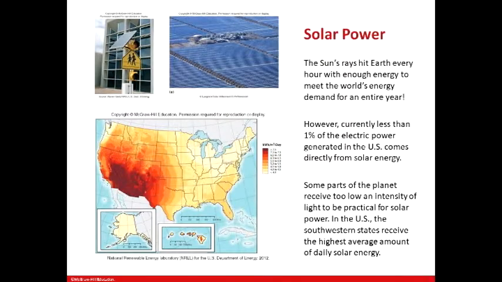Therefore, I'm going to say, why not use something that's natural? Solar power. The sun's rays hit Earth every hour with enough energy to meet the world's energy demands for the entire year. You say, then why don't we use it? Well, that's because only 1% of electric power generated in the U.S. comes directly from solar energy. It's not a choice. It's not been implemented real well. Some parts of the planet receive too low an intensity of light for it to be useful. The U.S. Southwest states receive the highest amount. So why don't we just put it out where there's a lot of energy and pipe it in?